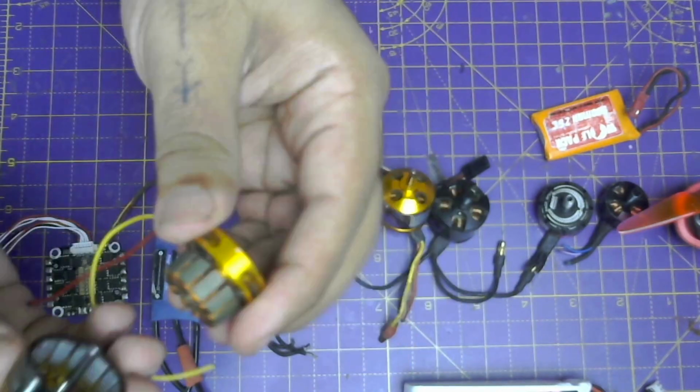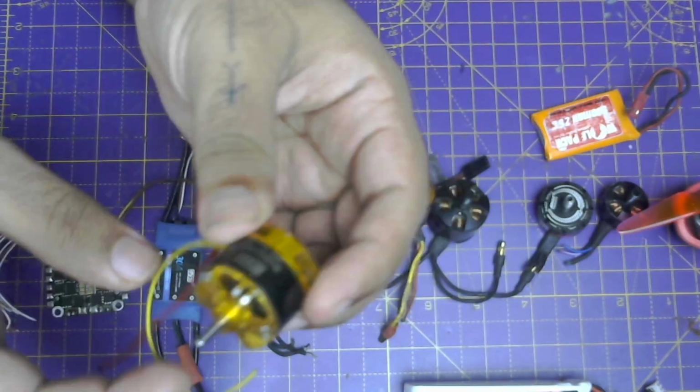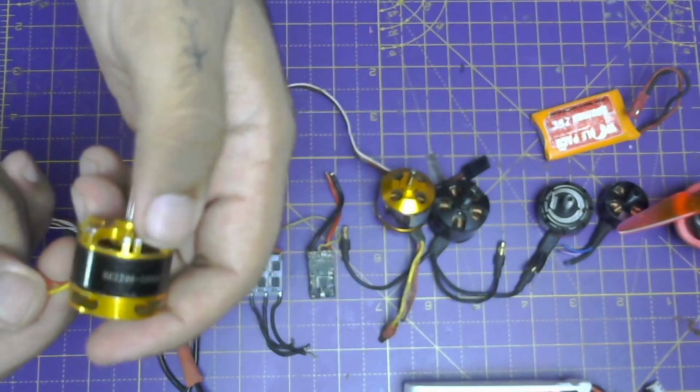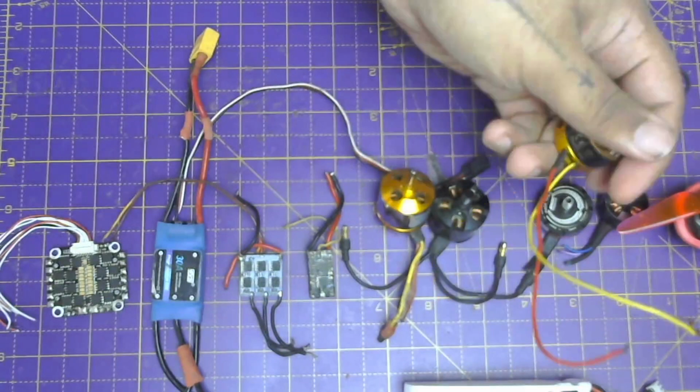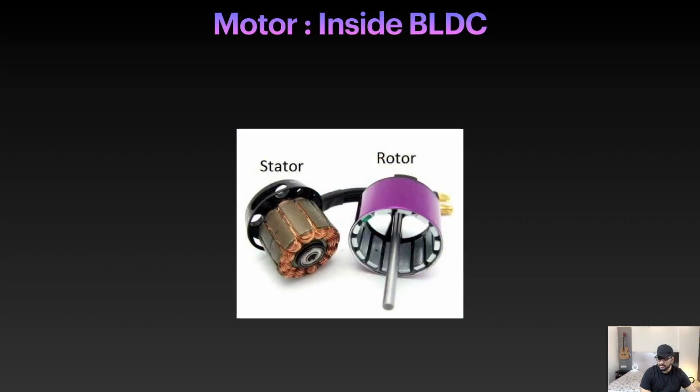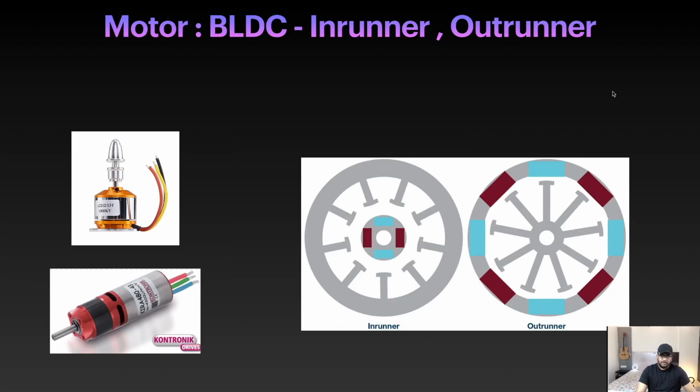So yes, these two come together to form this brushless motor, and we have 3 wires here. So you can see two, but it has 3 wires. One of the wires was cut in a crash, so that's not an issue. So yes, that's how the motor looks from inside, and today we're gonna talk about different kinds of motor.